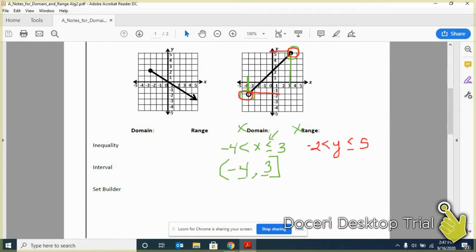So if I look at my range, same thing. There's my -2, comma, there's my 5. And again, inequality, so I'm going to use a parenthesis, open circle. Inequality with a line, so I'm going to use a bracket.